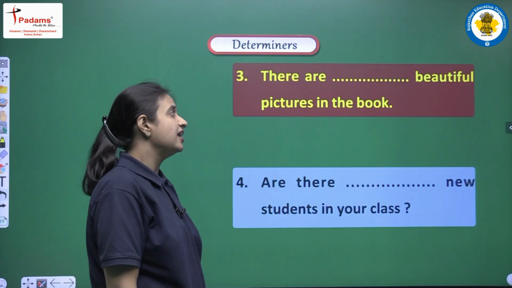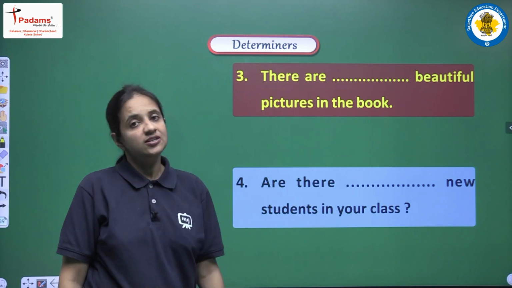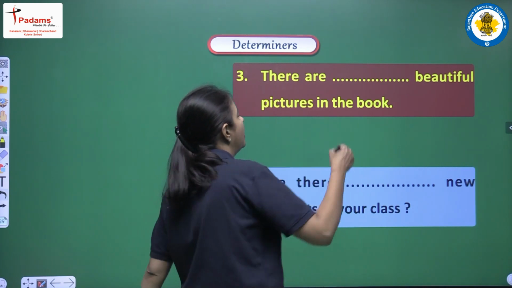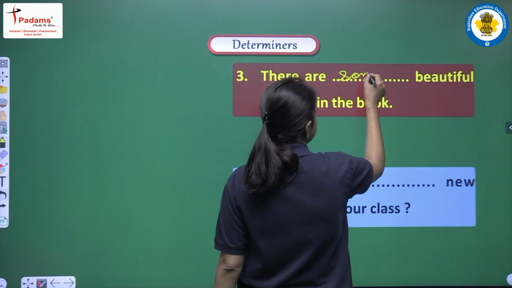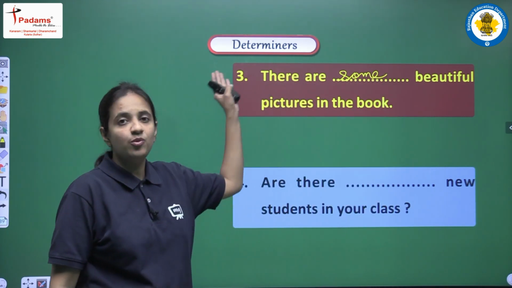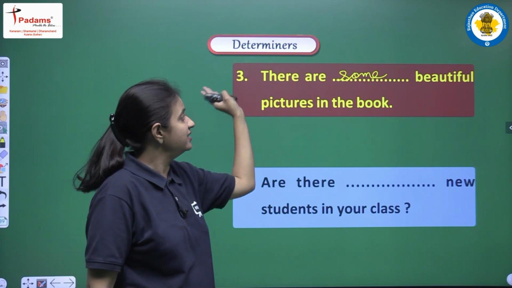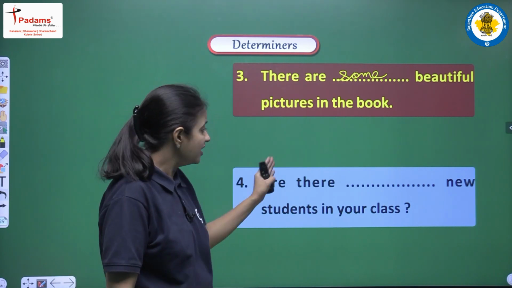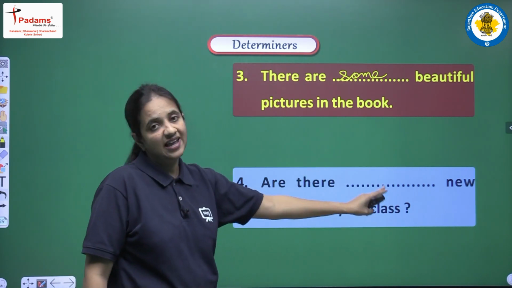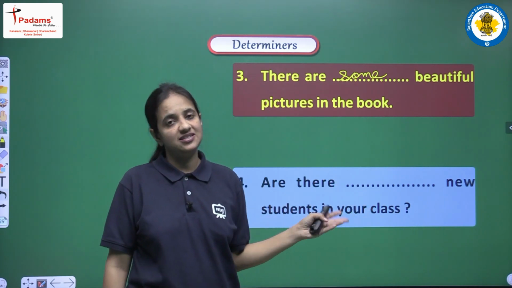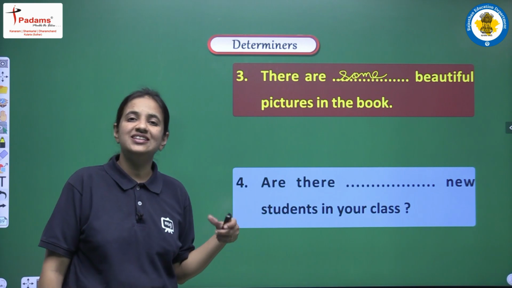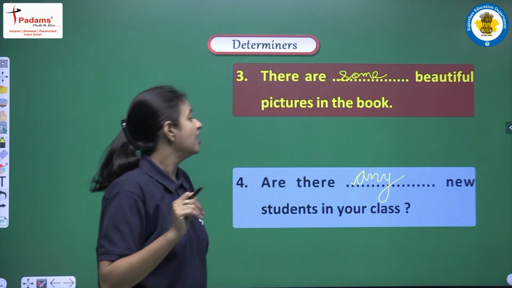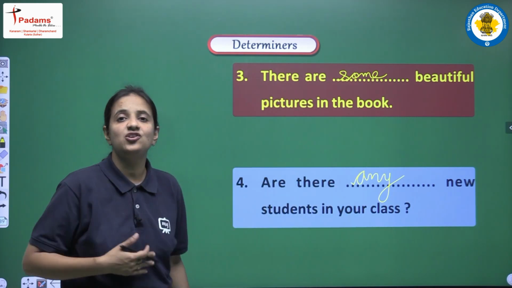Next sentence is, there are beautiful pictures in the book. So here we are talking about some book, and we are saying that in that book there are some beautiful pictures. So it's a very simple positive sentence. So we will use some here, and the sentence will be, there are some beautiful pictures in the book. Next sentence is, are there new students in your class? At the end of the sentence we are having a question mark. It means this is an interrogative sentence, and because of this reason we will use any here in this blank, and the answer will be, are there any new students in your class?